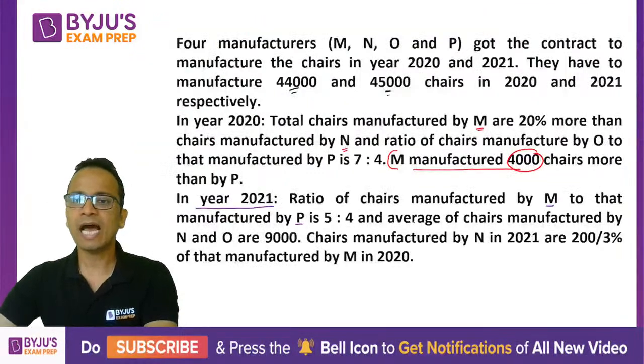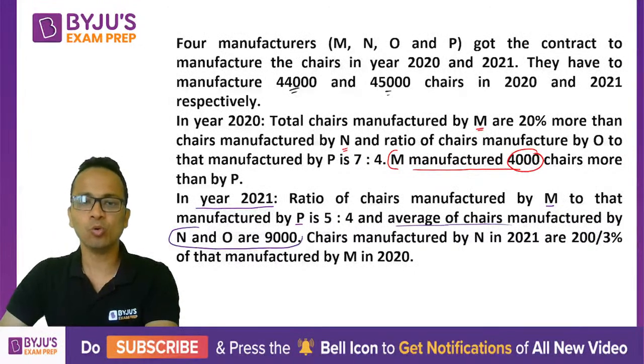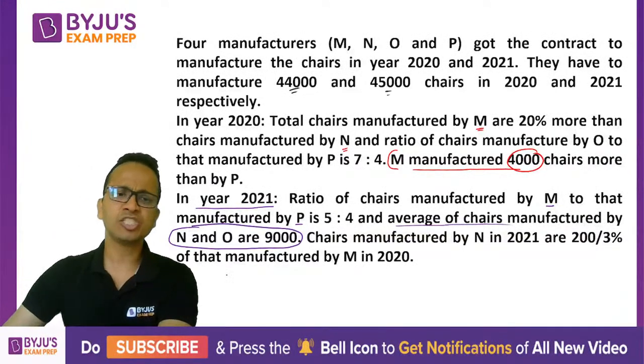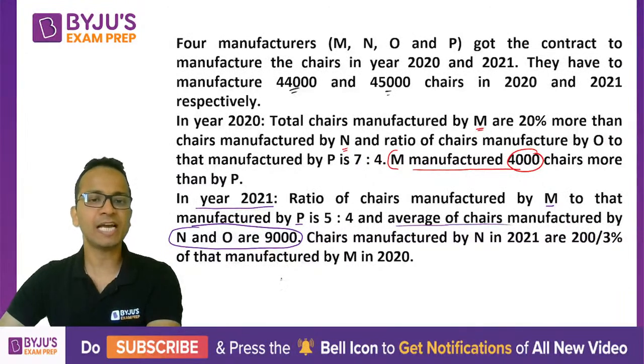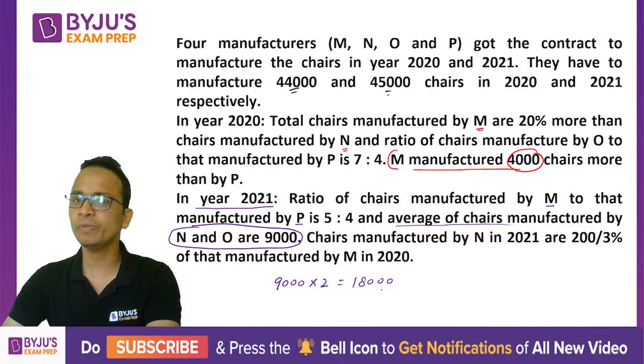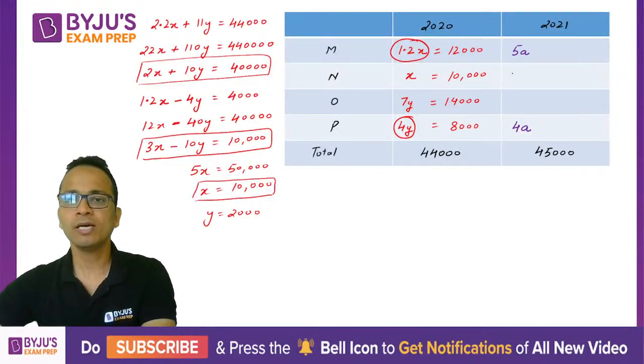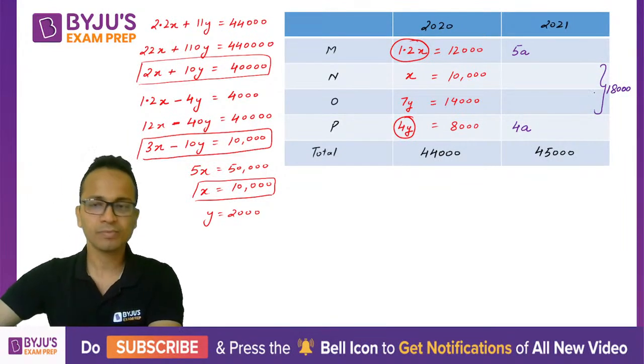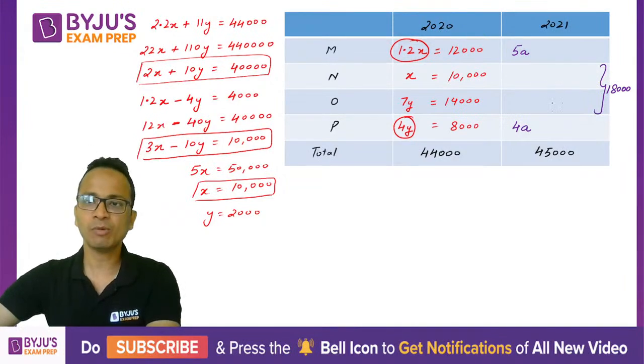Next, the average of the chairs manufactured by N and O is 9,000. So if the average is 9,000 of two values, the sum of these two values should be 18,000, right? So N and O, the sum should be 18,000. I have written it separately. Okay. So sum of N and O will be 18,000.